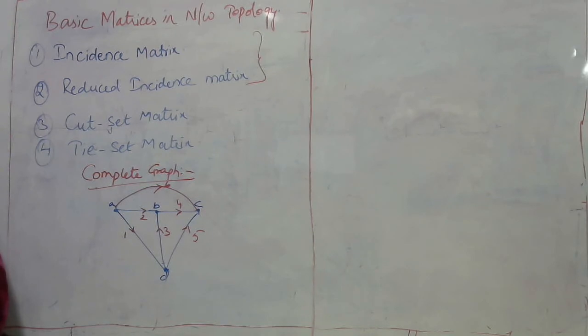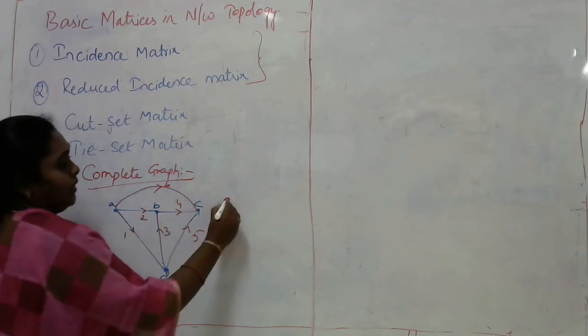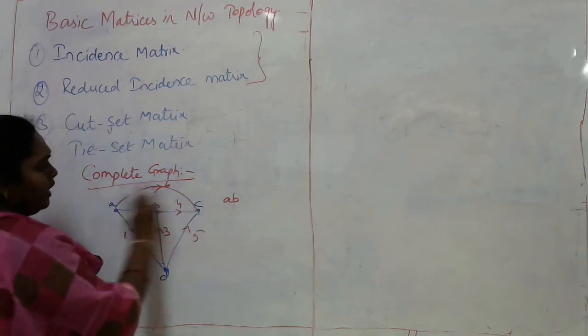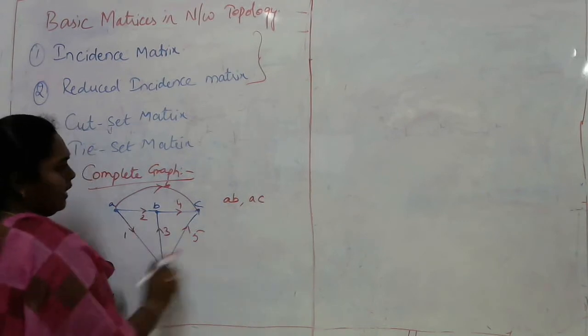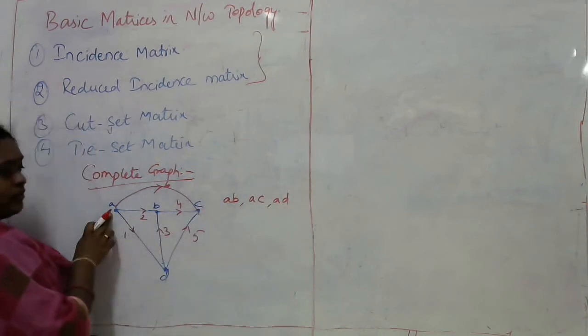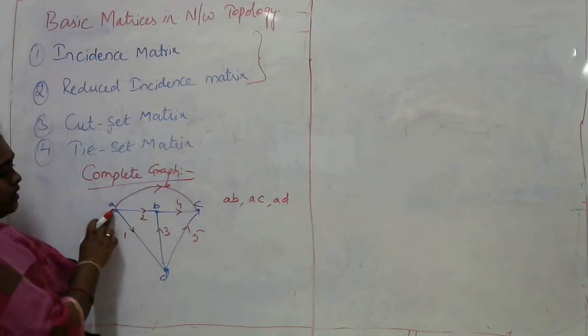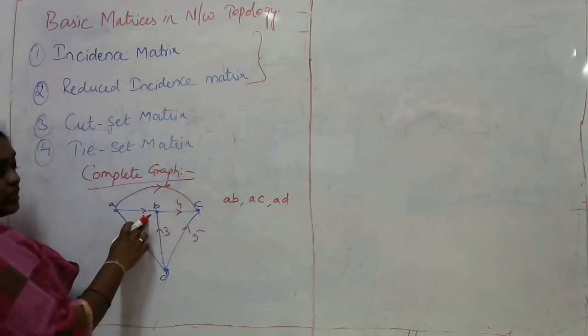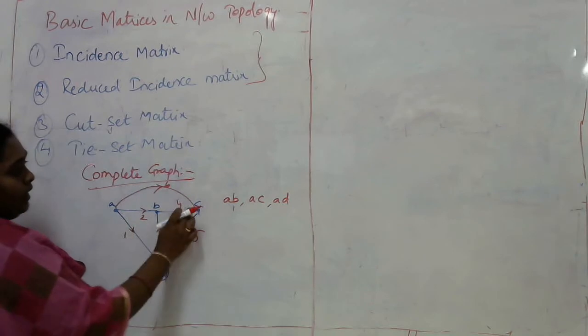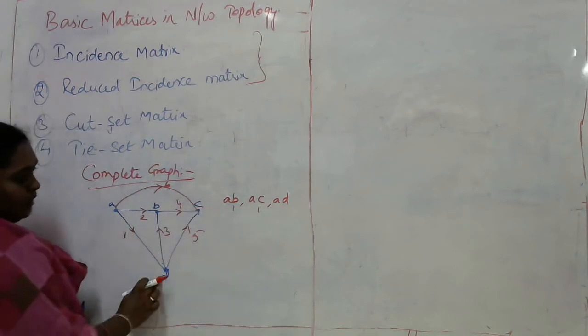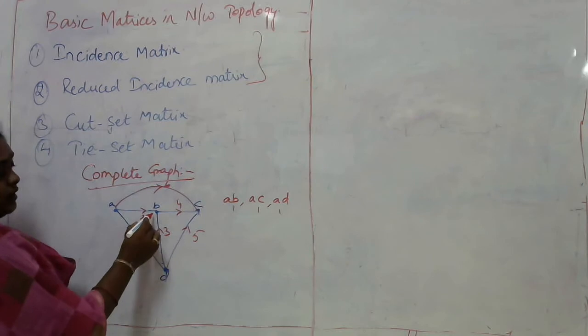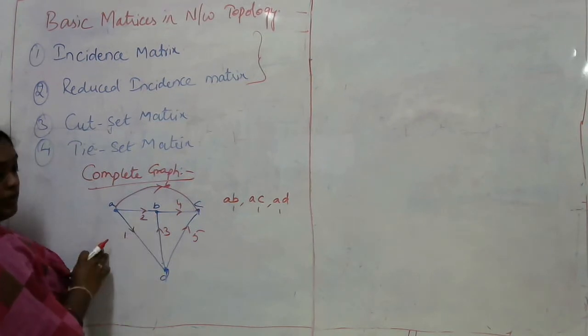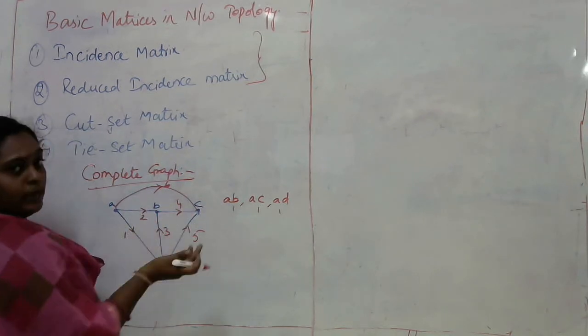In order to say whether the graph is a complete graph or an incomplete graph, first we need to check the node pairs. Here AB is one node pair, A to C is another node pair, A to D is another node pair. So starting from A, I need to check all the node pairs. Between A and B, how many branches are there? Only one branch. Between A and C, one branch. Between A and D, one branch. Similarly, let us go to the next node, which is B. BA and AB are both the same.